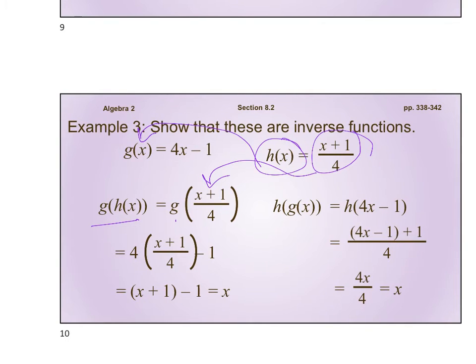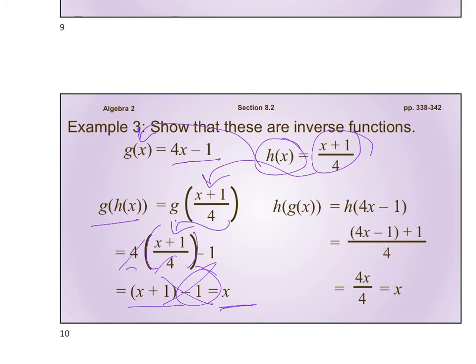Well, g is 4x minus 1, so I have 4 times whatever's in the parentheses minus 1. What's in the parentheses is my x plus 1 over 4. Now the 4s, when I multiply these two together, cross out, leaving me with just x plus 1. And then I have a minus 1. So plus and minus 1 cancel each other out, and I have just x. Passed step 1, but it has to pass the other as well.